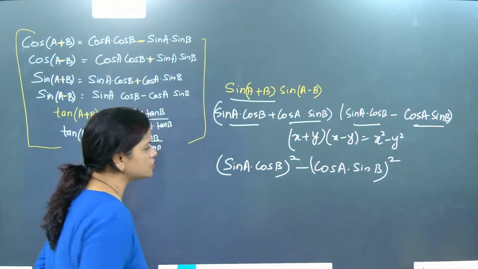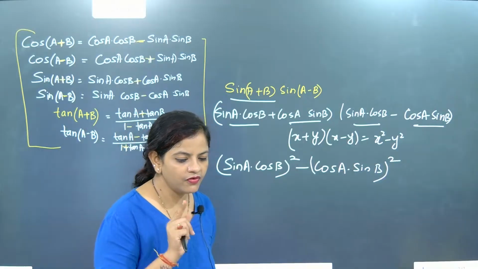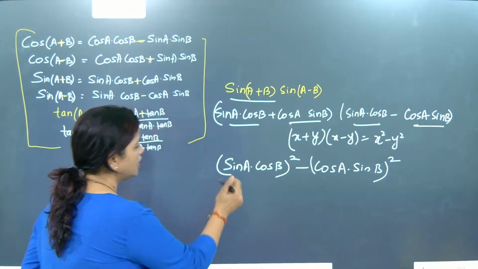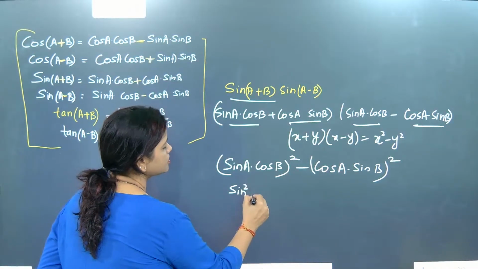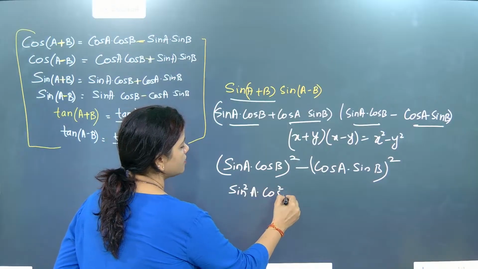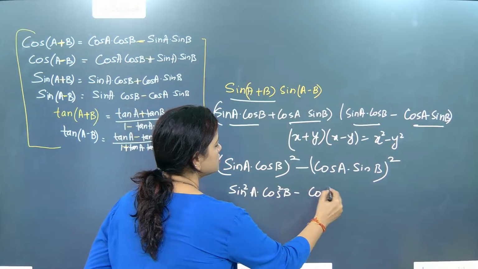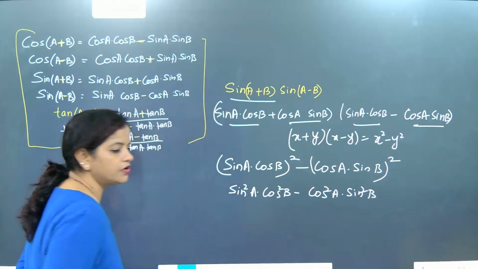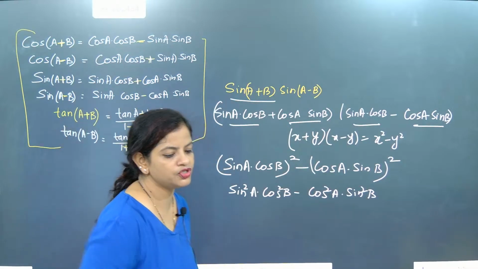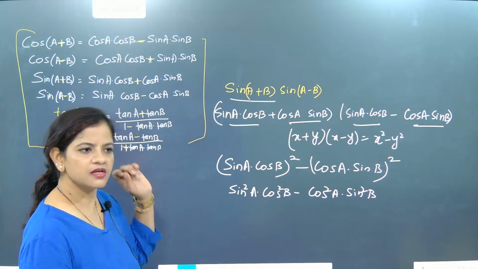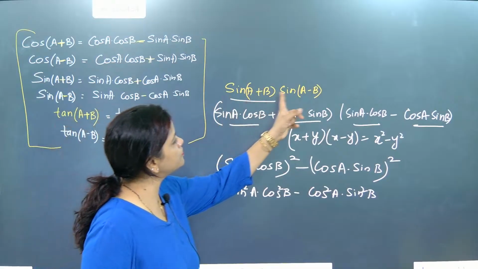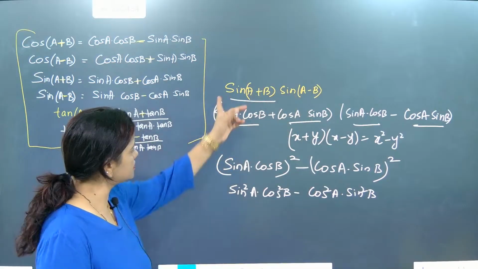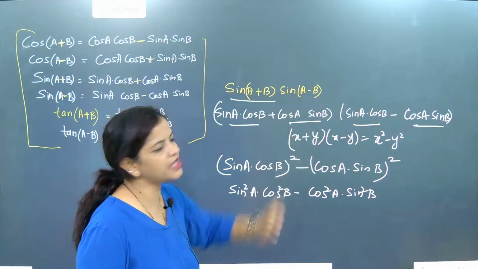Then you will say, what is so magic about it? Nothing. We will try to convert it into simplest. Now this one will become what beta? Sin square A cos square B minus cos square A sin square B. From here only we can convert into any one trigonometric ratio. Understood? Sin A cos B into sin A, sin A plus B into sin A minus B.